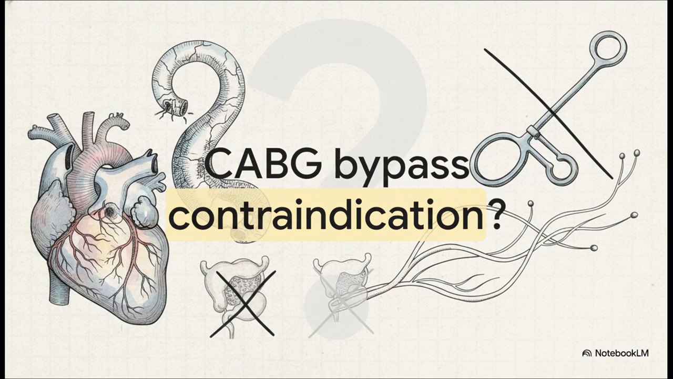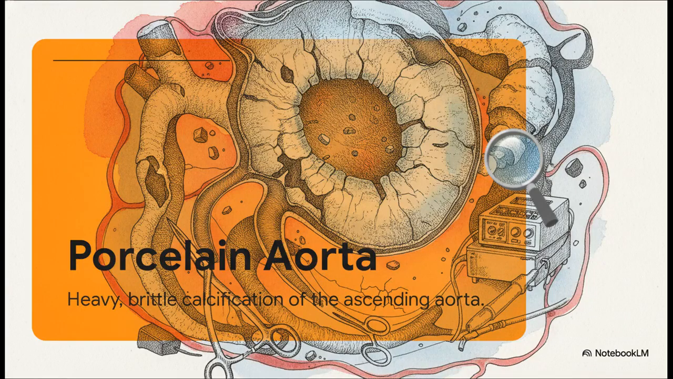C, a mild left-sided inguinal hernia. Or D, essential hypertension managed with a single oral agent. Try to identify the high-risk vascular finding that would force a surgeon to abandon traditional clamping altogether. The answer is B, porcelain aorta.